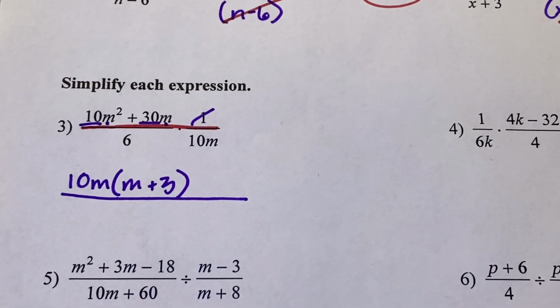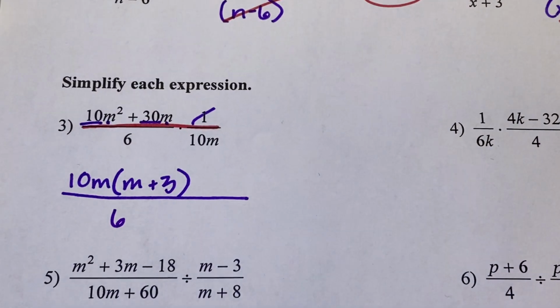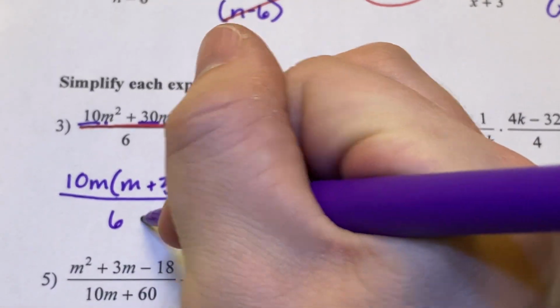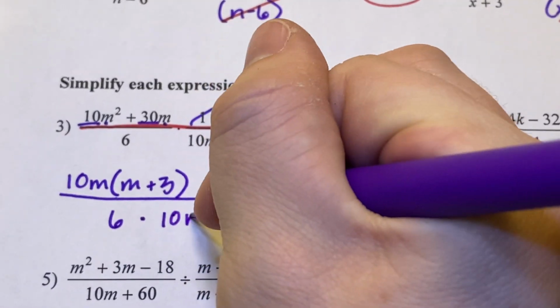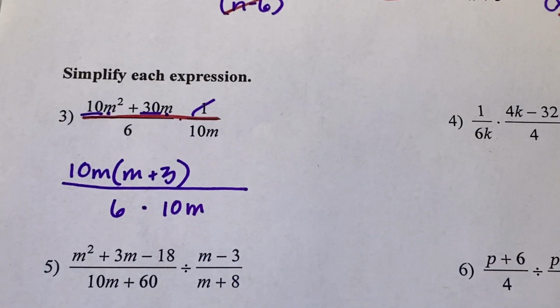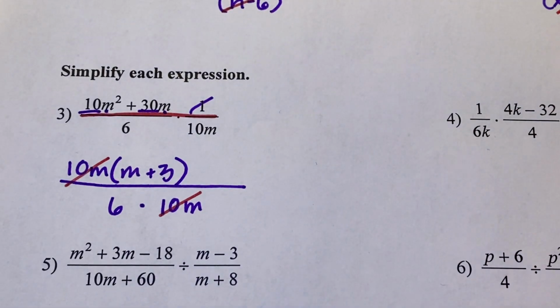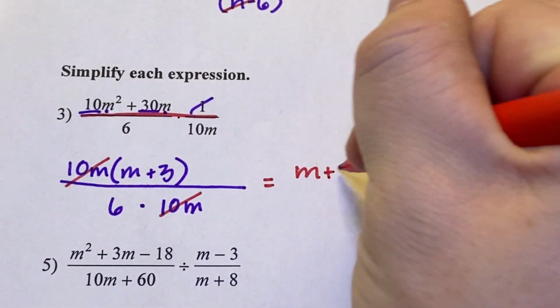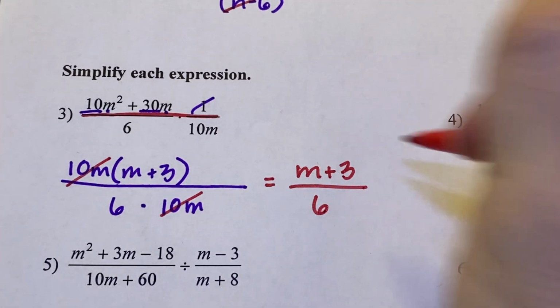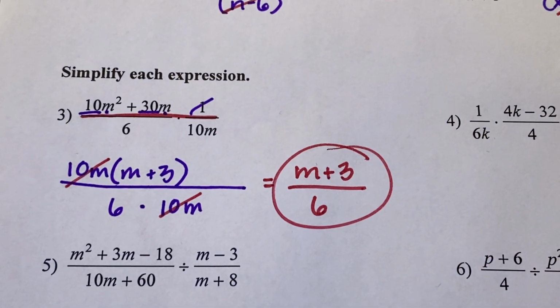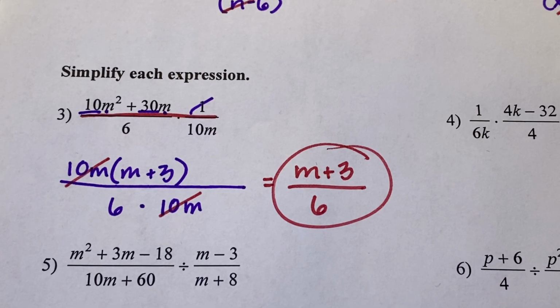Okay, 6. Can I factor 6? No, so we're just gonna leave it 6. Then it's being multiplied, so separate these two guys by 10m, my other denominator. Boom, we made it one big fraction, so now what pieces can cancel out? 10m and 10m, which means I'm just left with m plus 3 for my numerator and 6 for my denominator. Boom. We love it.